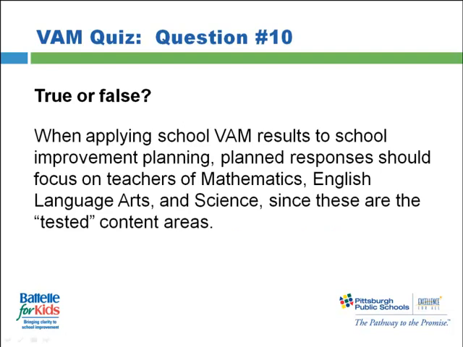And question 10. When applying school VAM results to school improvement planning, planned responses should focus on teachers of mathematics, English language arts, and science, since these are the tested content areas. Please take another moment to pause this recording and discuss this question.